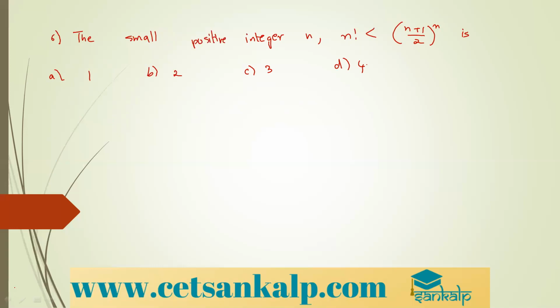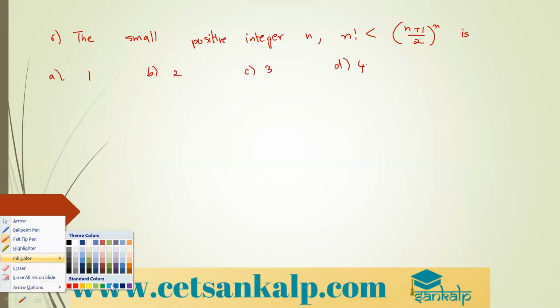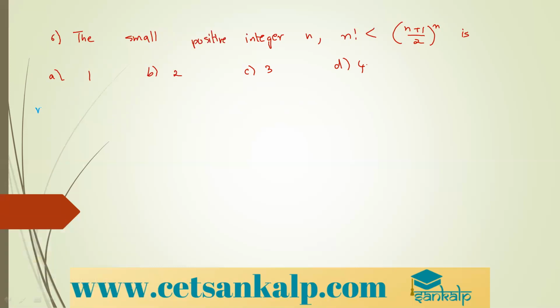So in order to prove that, first we will begin with n equal to 1. 1 factorial is less than 1 power n. This is false. So n equal to 2. 2 factorial less than (2 plus 1, 3 by 2) whole square. So 2 is less than 9 by 4. Yes, this is true.